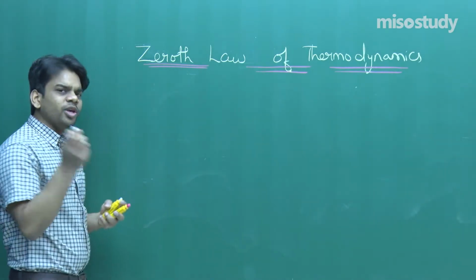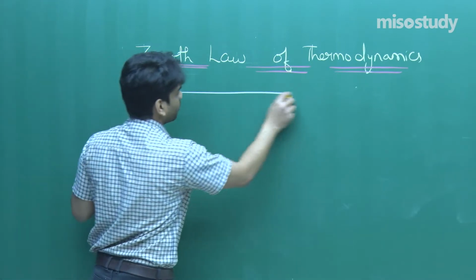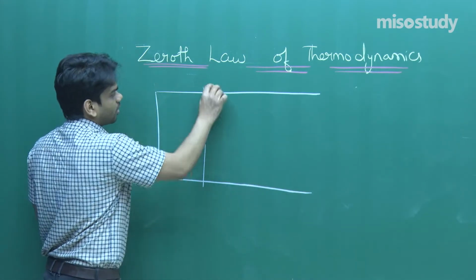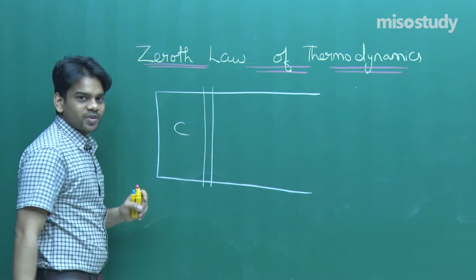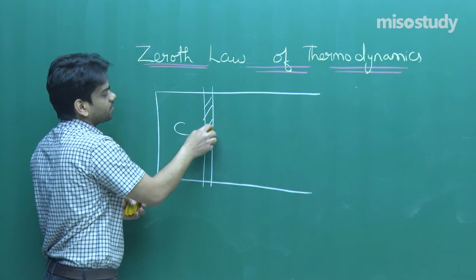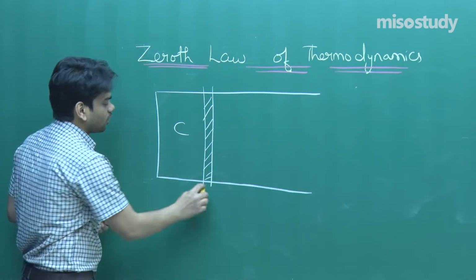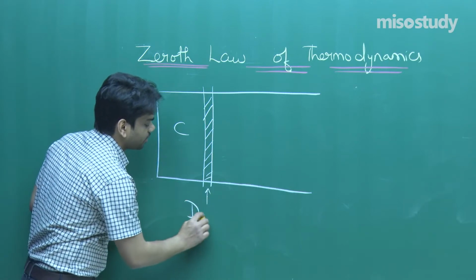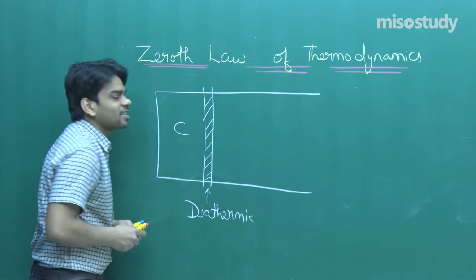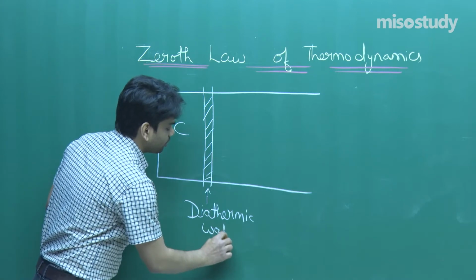Suppose I take three bodies and they are connected in a fashion as shown. Here I am keeping a body, let's say C, and here I have a diathermic wall. What is a diathermic wall? That means heat can be transmitted through this wall. Diathermic, as it states, means that heat can be transmitted through this wall. The diathermic wall we have maintained here.